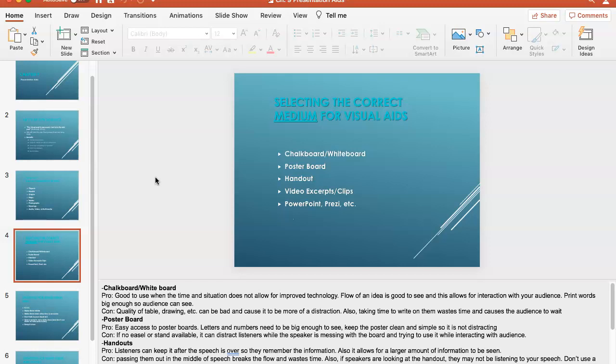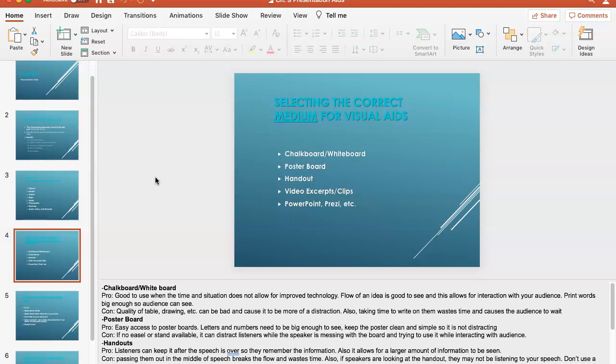So selecting the correct medium for visual aids, a chalkboard or whiteboard. Sometimes you don't have control over these, just so you know, as you probably can imagine. Chalkboard pros: they're good to use when the time and situation does not allow for improved technology. It's good for the flow of ideas. So if you're brainstorming, that might be the best visual aid, as old school as it might seem, of a chalkboard or a whiteboard.